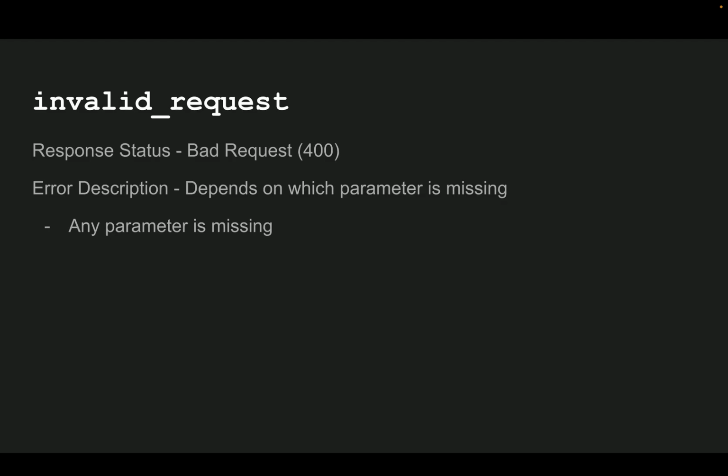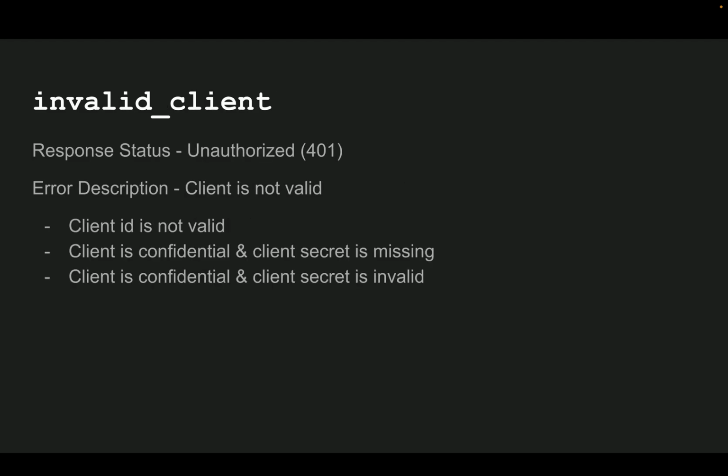The first is invalid request. So this is used when the request is invalid. So for example, you have missed some parameter. So in that case, the response status should be 400, that is bad request. And error description can be like client ID is missing, or redirect URI is missing, or something like that. So it depends on which parameter is missing. The other error code is invalid client. Whenever you use this error code, then the response status should be unauthorized 401. And its description can be anything. For example, client is not valid. Now, when do we send this error code?